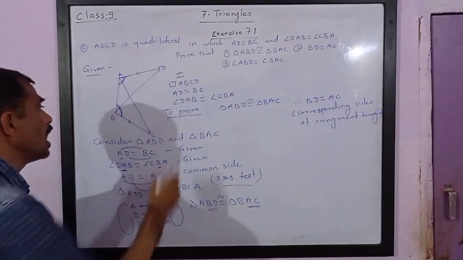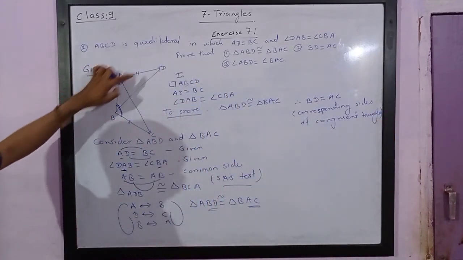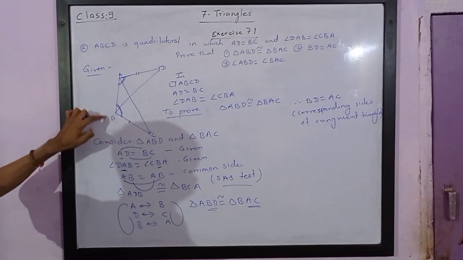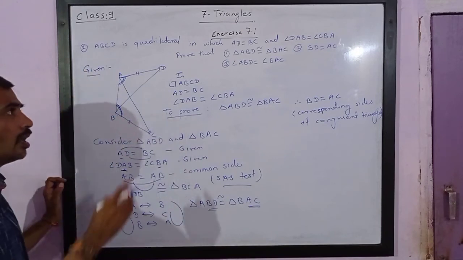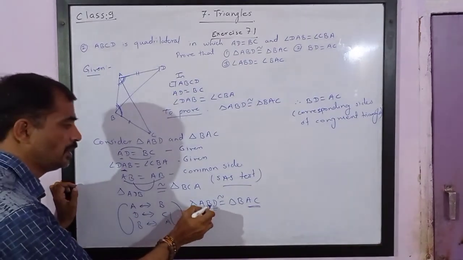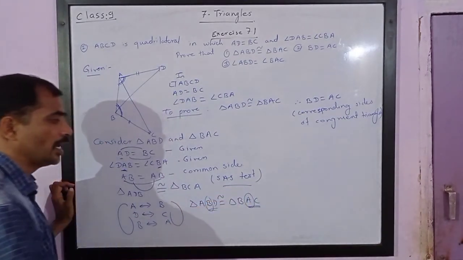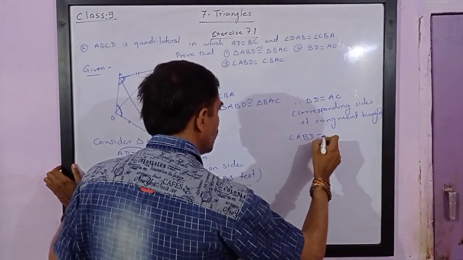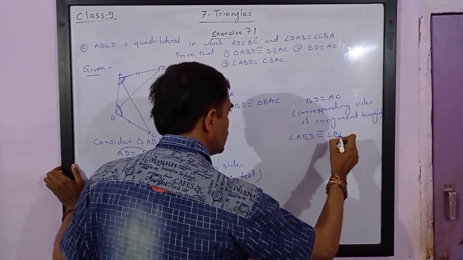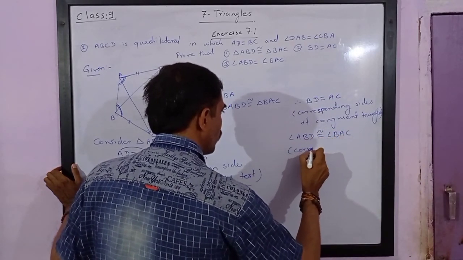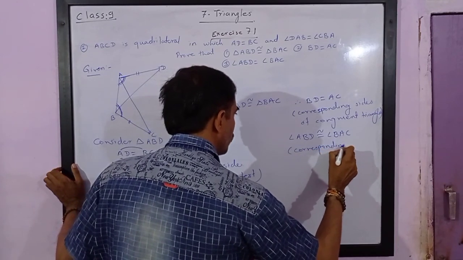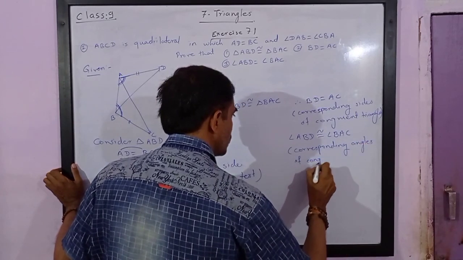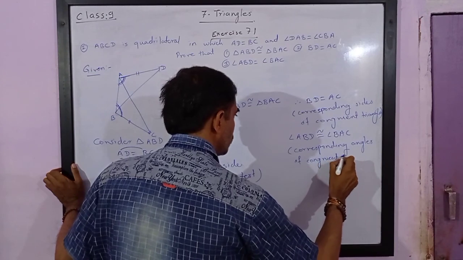Now see the last. Angle ABD is this angle, and angle BAC is this angle. So please note, angle ABD means the central angle is congruent to central angle. Therefore, I can say that angle ABD is congruent to angle BAC. Reason is corresponding angles of congruent triangles.